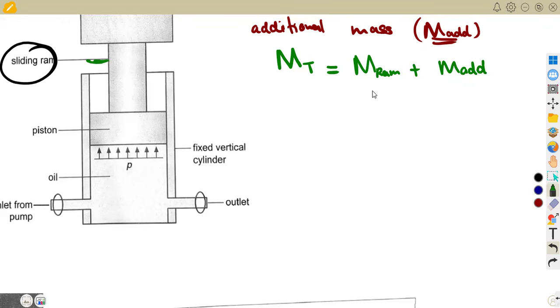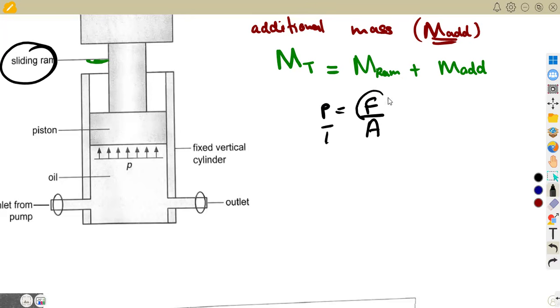As a weight to obtain the required pressure. So meaning to say this additional mass is supposed to maintain, or for us to obtain, a certain required pressure on our machine. So talking from that pressure, we know that the pressure is equal to the force over the area. All right, that is our pressure.